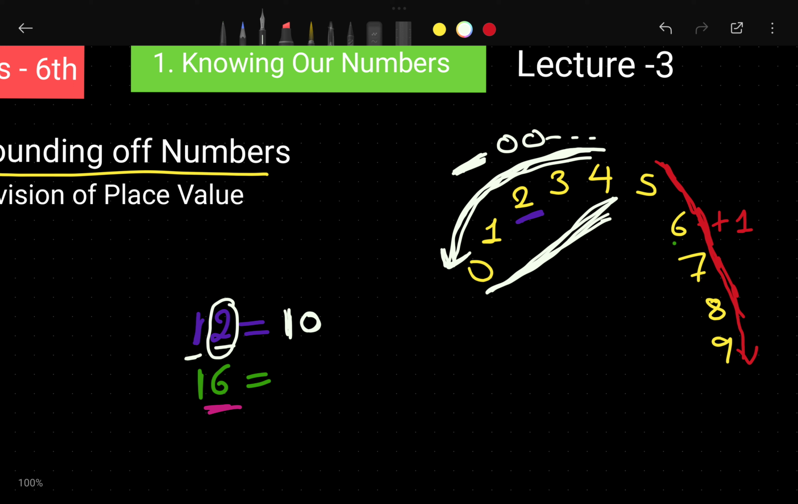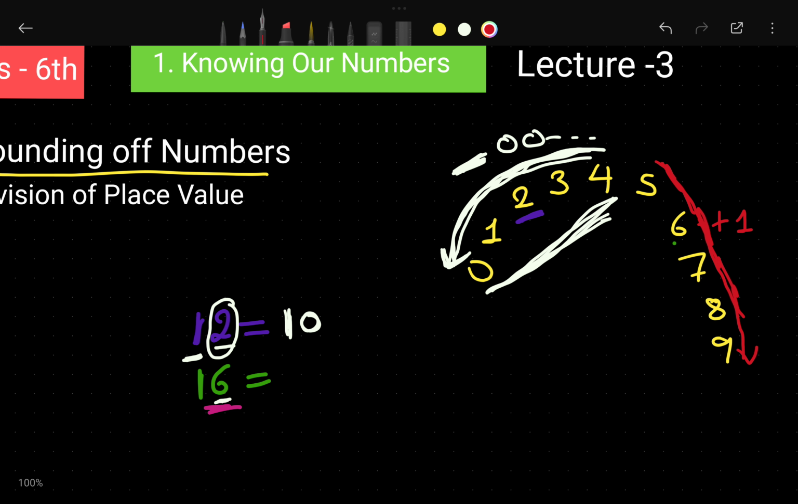So always remember, first of all, we don't have to look at the first number, we have to look at the second number, to see whether it is from 0 to 4. If it is in 0 to 4, then it will be 0. So we write the first number as it is, then we put the 0. Like this is 1 and 6. Here we don't have to look at the 1, we have to directly look at this number, which is 6.